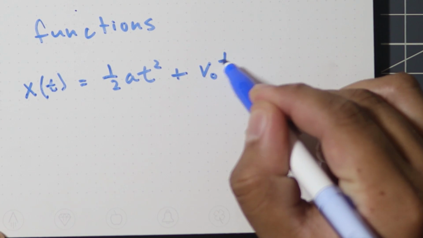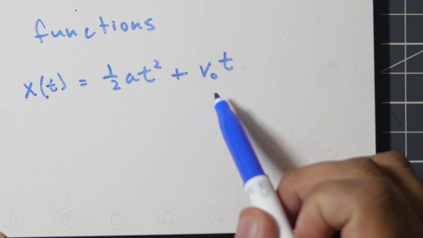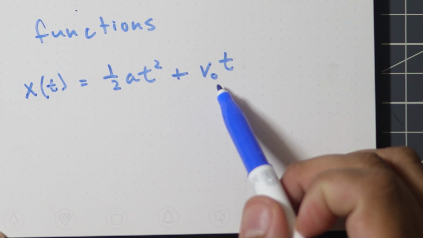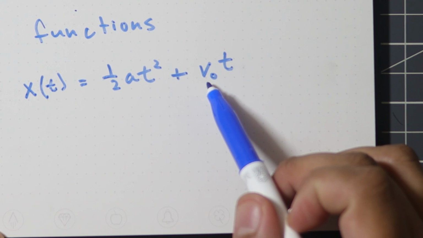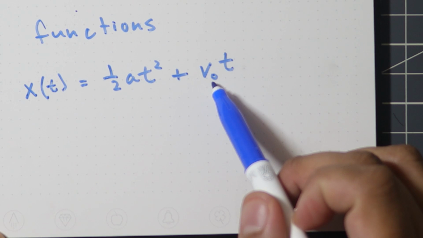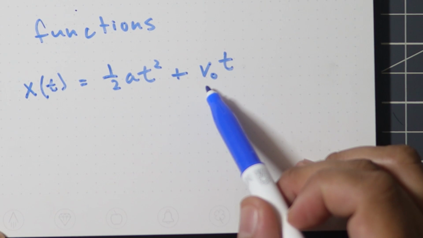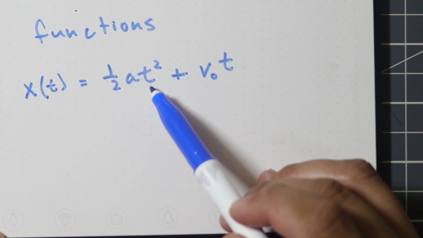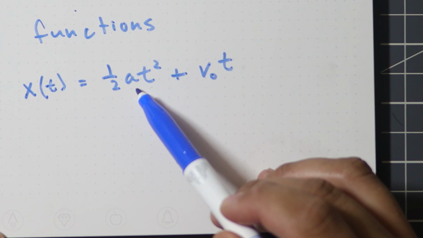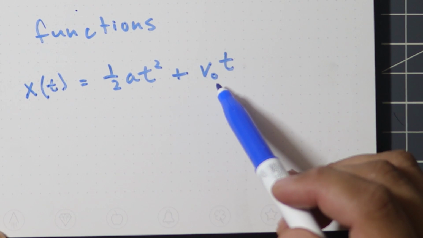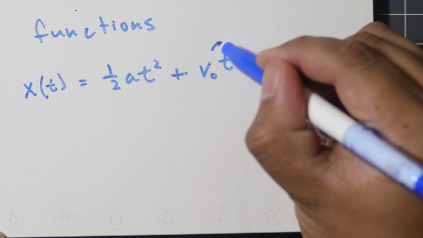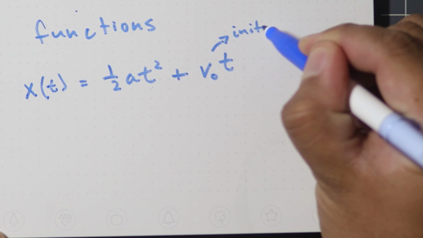I'm going to add another term here, plus v naught times t. Once again, the subscript here means that this is in fact a constant. Again, there's only 2 variables here. There's x and t. A is a constant, the acceleration, and v naught, that happens to be the initial velocity.